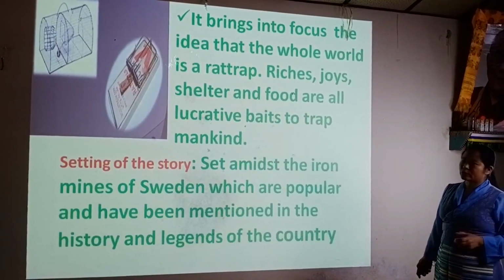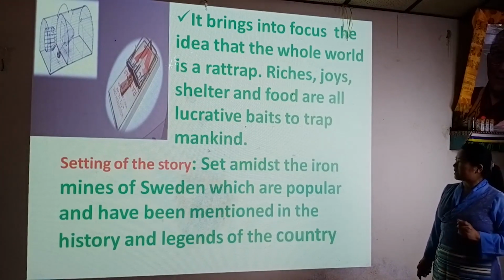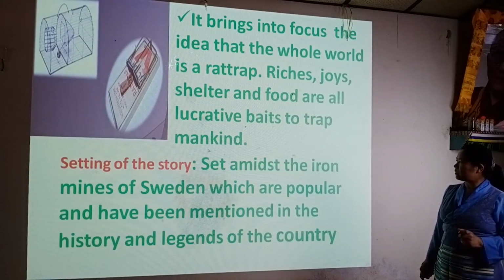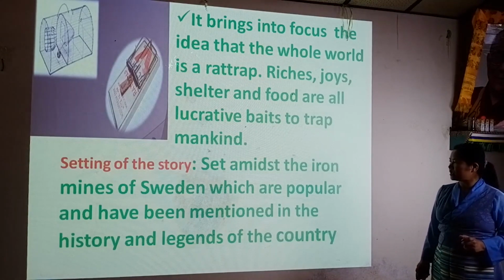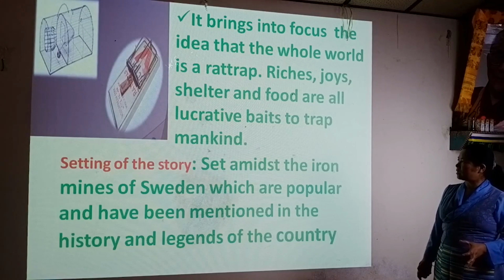Okay, the setting of the story is also given in that part. Here, the setting is also important. The setting of the story is, it is set amidst the iron mines of Sweden, which are popular and have been mentioned in the history and legend of the country. So the story is set in the iron mines of Sweden.